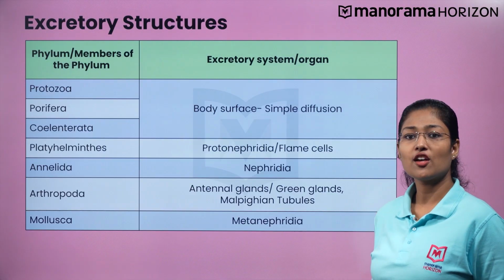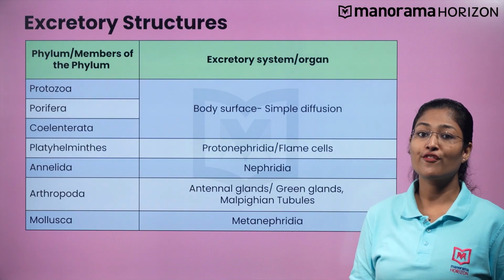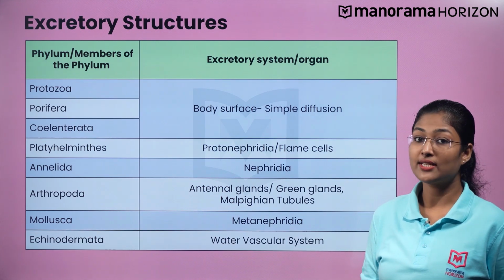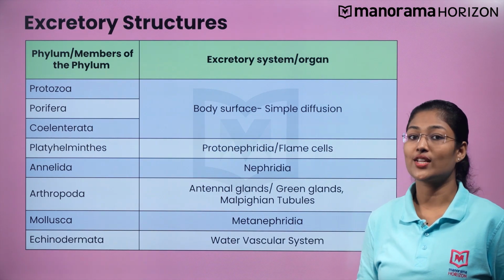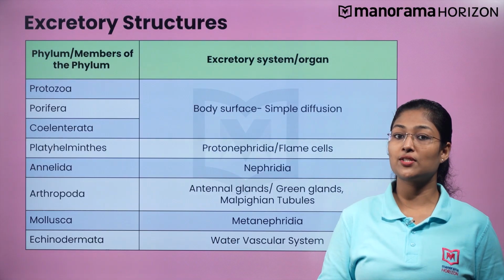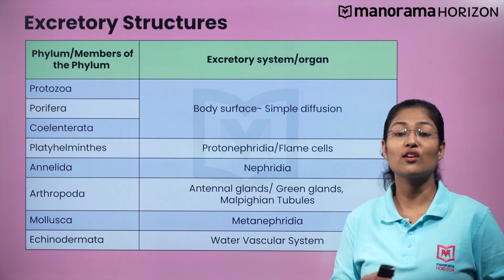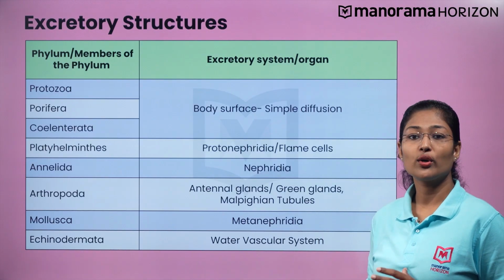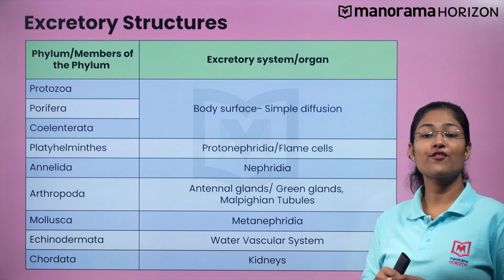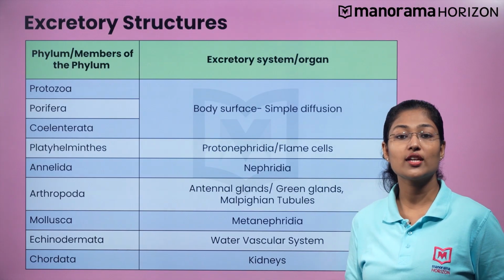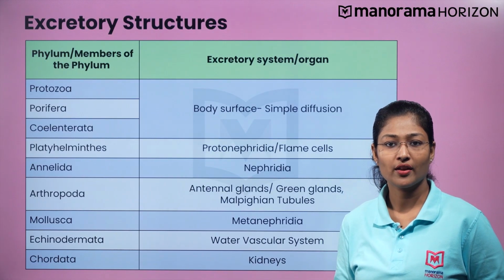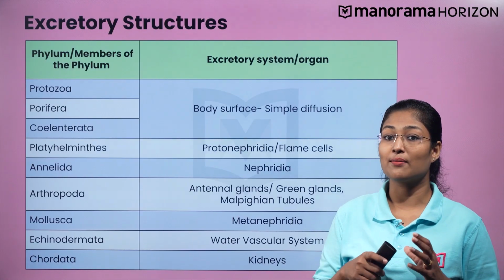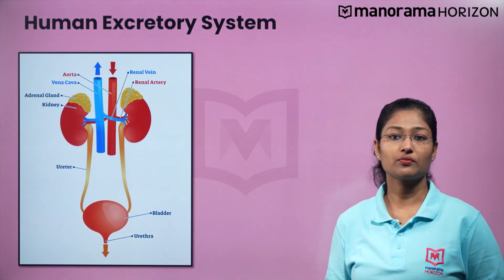In the members of molluscans, metanephridia are the excretory structures. Echinodermata phylum has a water-vascular system for the exchange of substances and waste materials across the body and surroundings. Vertebrates, including humans, have a pair of complex tubular organs called kidneys. So let us now study the human excretory system in detail in this video.